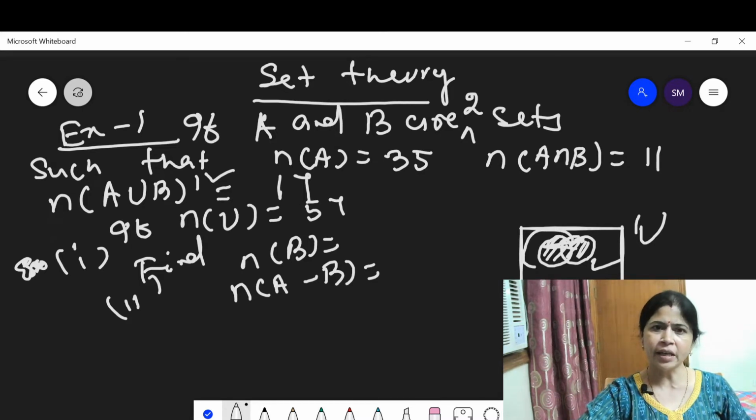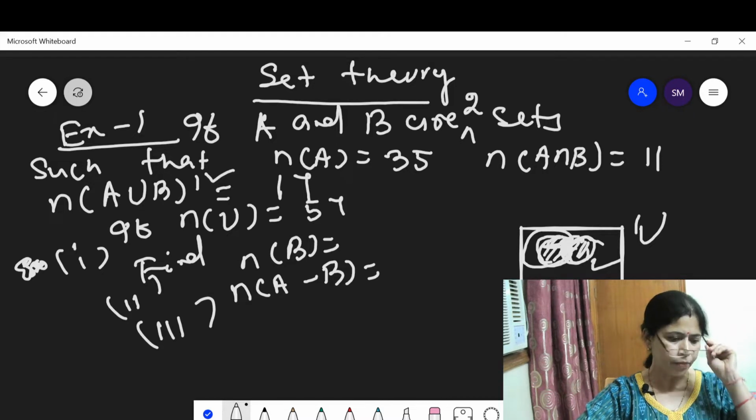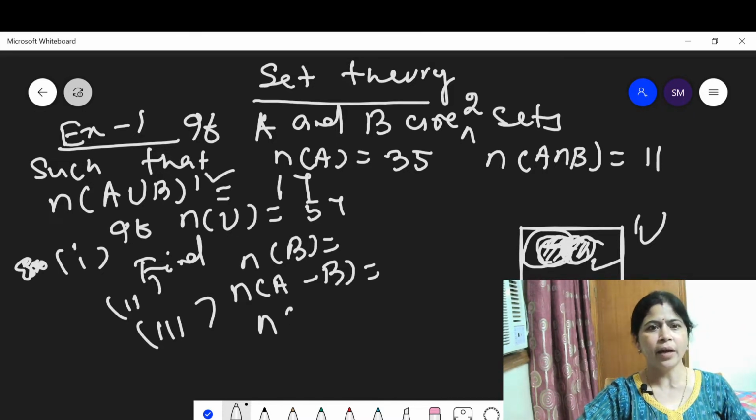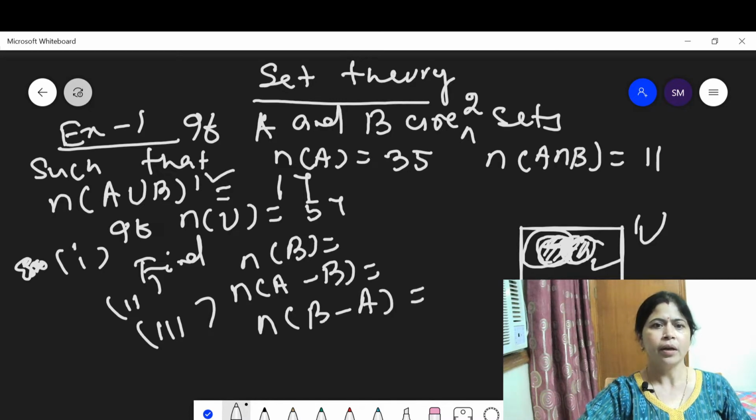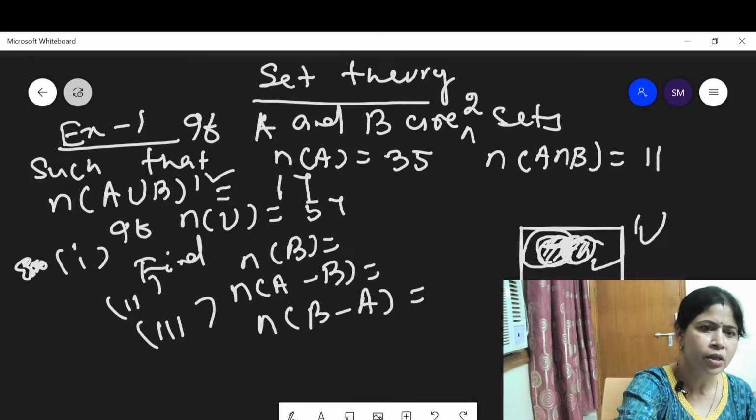Suppose this is set A, and this is set B. This is the common portion, meaning A intersection B. A minus B means A minus A intersection B, means from this set A, whatever is common and is also in B, subtract it, remove it. This is A minus B. We have to find n of A minus B, the number of elements present in it. Then third, we have to find n of B minus A. Okay. Then keep it here and discuss the solutions.